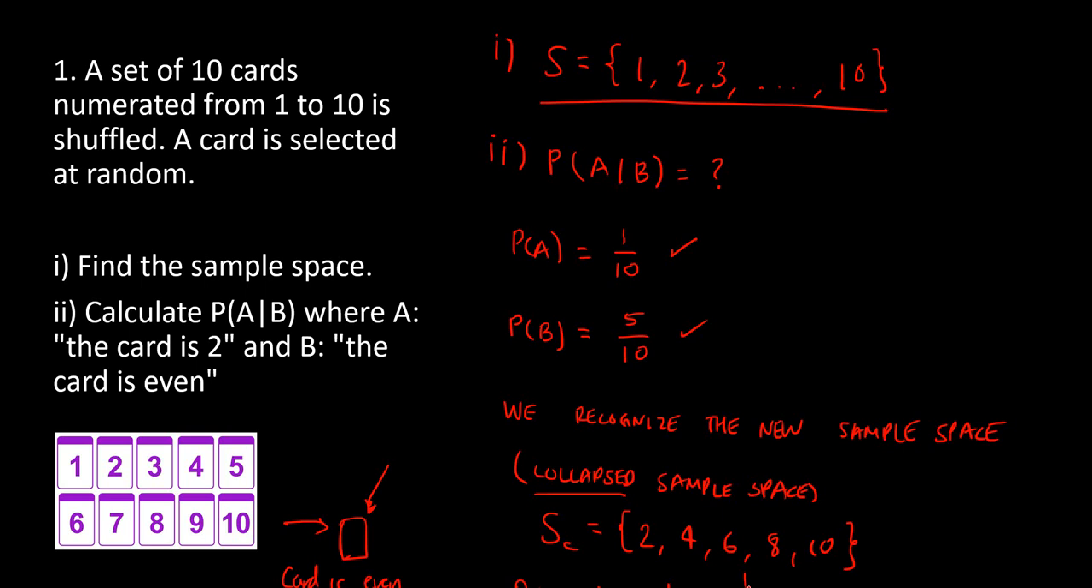It's going to be 1/5, which is neither this one nor this one. Can you see? 1/5 is going to be equal to 2/10, right? So it's different from the probability of A, and it's different from the probability of B. So that's how you solve this problem. 2/10, period. Let's move on.